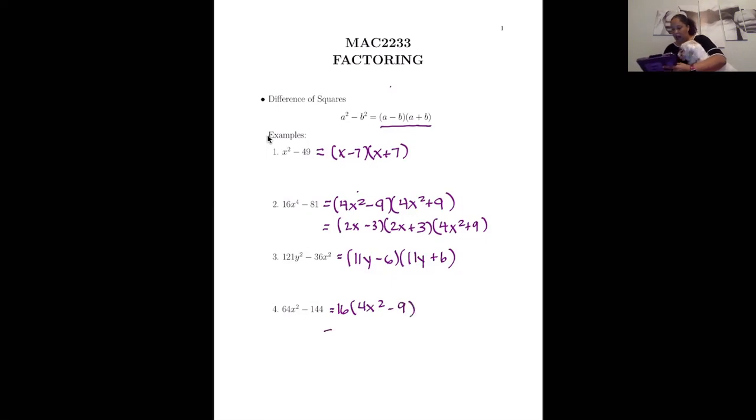All right, and this is exactly the same as that term in the previous product. Our perfect square of 4x squared is 2x, and our perfect square of 9 is 3. So this factors as 2x minus 3 and 2x plus 3. All right, so that is the difference of squares.